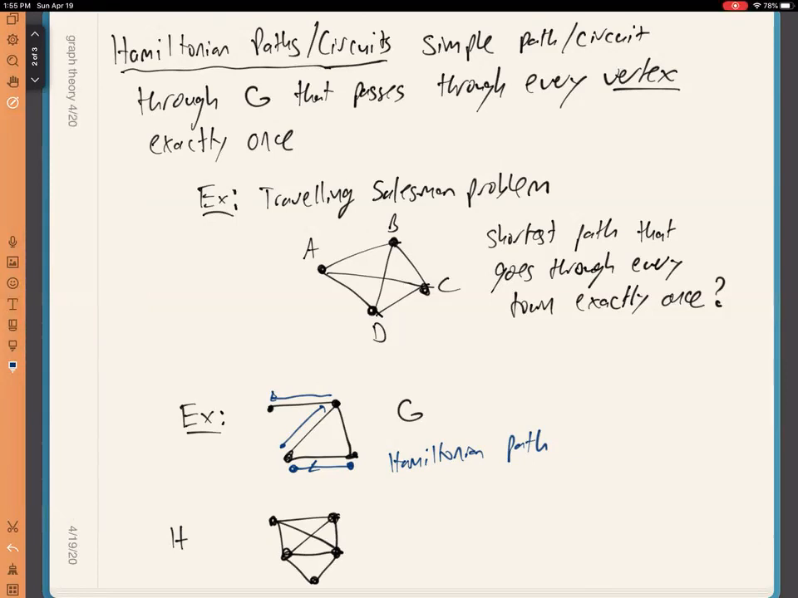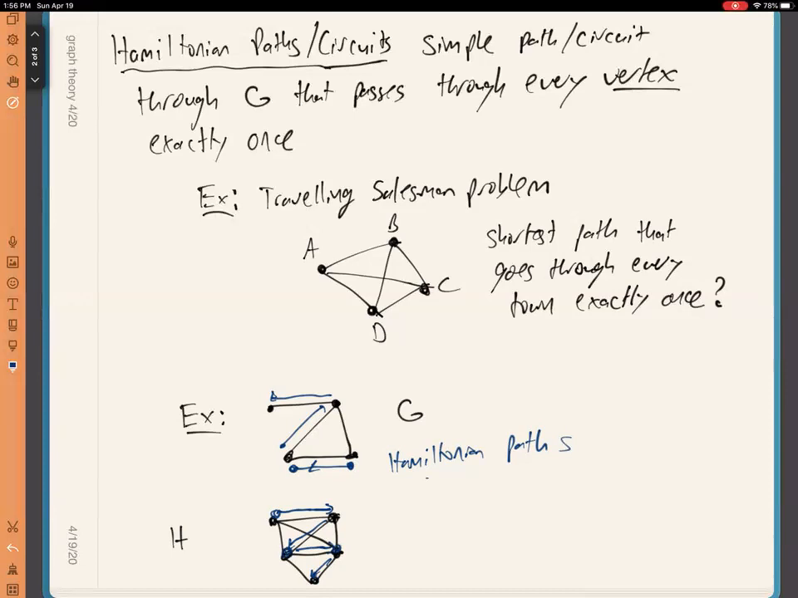So one thing you can try is, let me go from here to here, and then cross through to go to this vertex, and then zigzag along to this one, and then finally I can go down and hit the last vertex, right? So this is an example of a Hamiltonian path.